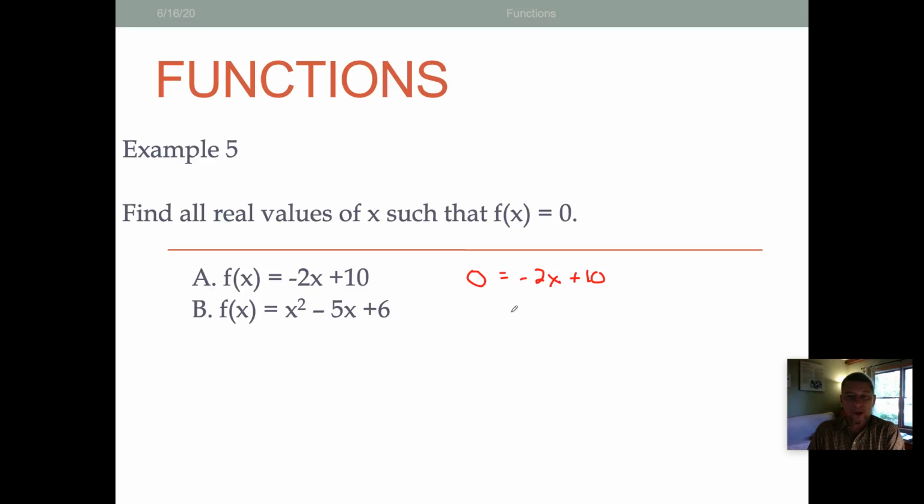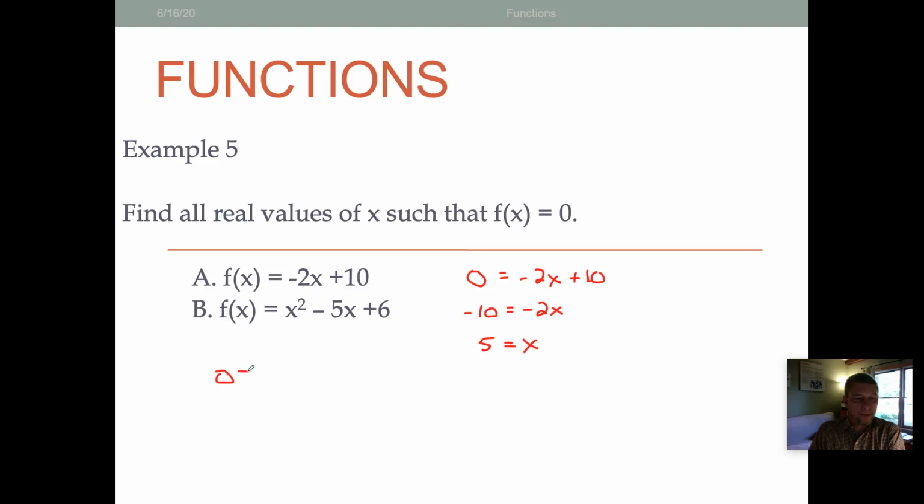Now this becomes a matter of algebra. First thing I'm going to do is subtract 10 from both sides. And that's going to give me -10 equals -2x. And then I'm going to divide both sides by -2. And that's going to give me 5 equals x. So if f of x equals 0, x equals 5. I'm going to do the same thing over here.